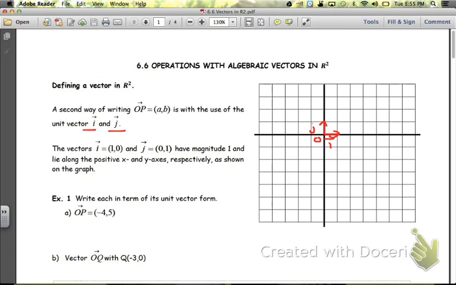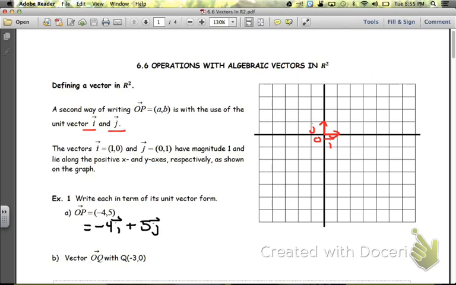So what we want to do in our first example is write each in terms of its unit vector form. We first have our vector OP, which is equal to (-4, 5). To write that in terms of its unit vectors, since our first value is with respect to i, we have negative 4i, and then our 5 relates to our j, so plus 5j. Our i and j, remember, are unit vectors.